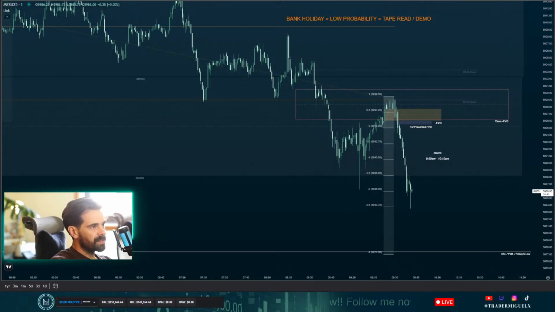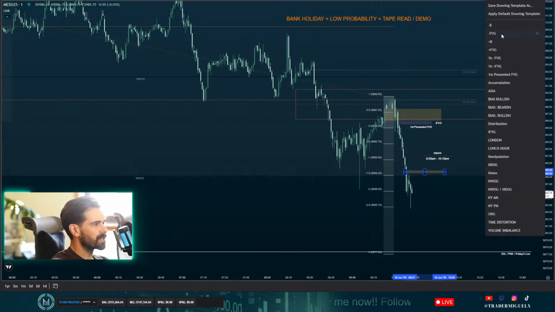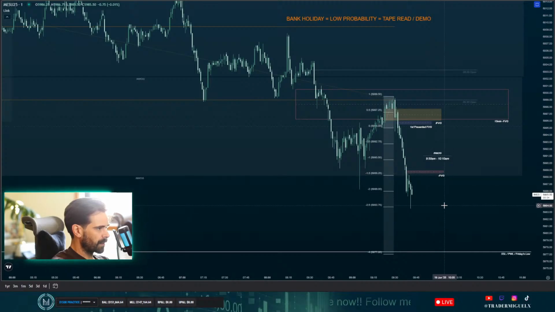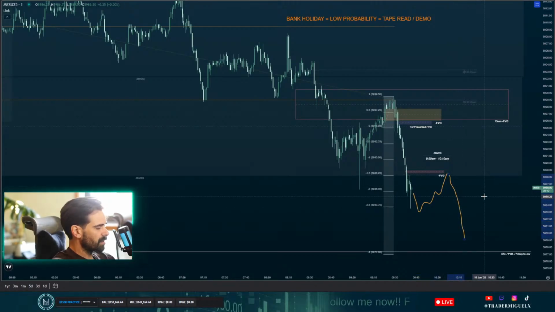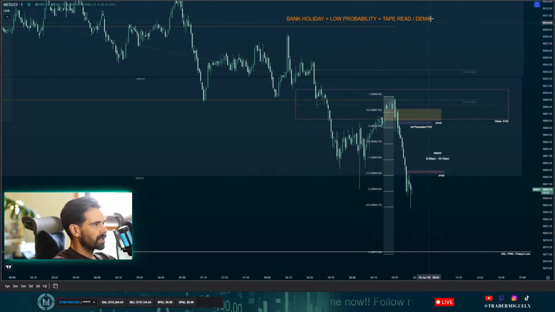So what I would like to see is a continuation of the downside, respecting bearish PD arrays like these fair value gaps here. Something like this would get me interested in shorting if price really comes near this fair value gap here or a bit above, and then loses some strength and then decides to go lower. This could eventually trigger some shorts, but just on demo.